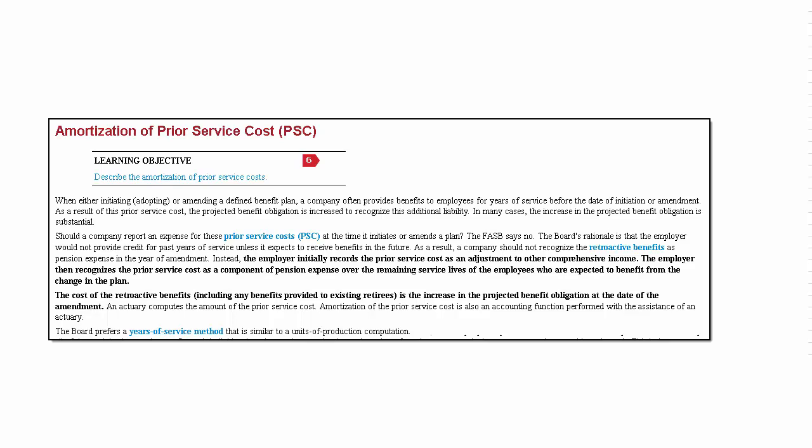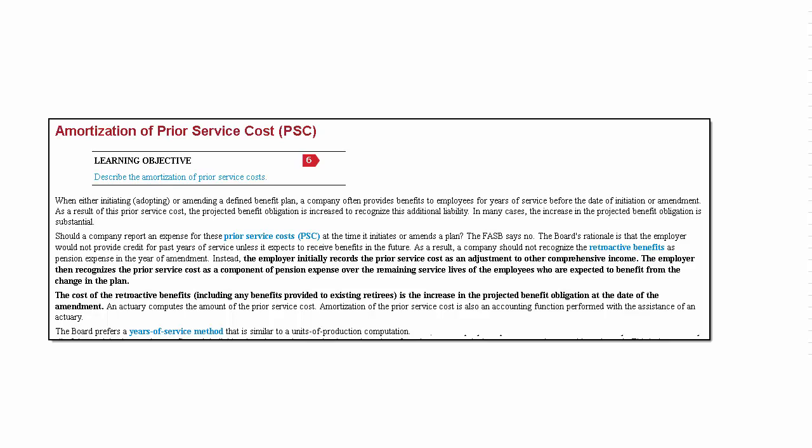One of the calculations we usually have to do when recording entries related to pensions is we have to consider the amortization of prior service costs. So when a company either initiates or amends a defined benefit plan, the company may provide benefits to employees for years of service before the date of that initiation or the amendment to their pension. So it begs the question, should a company report the expense for these prior service costs?